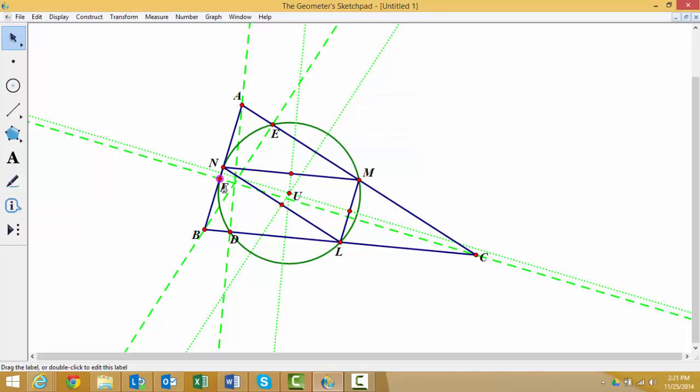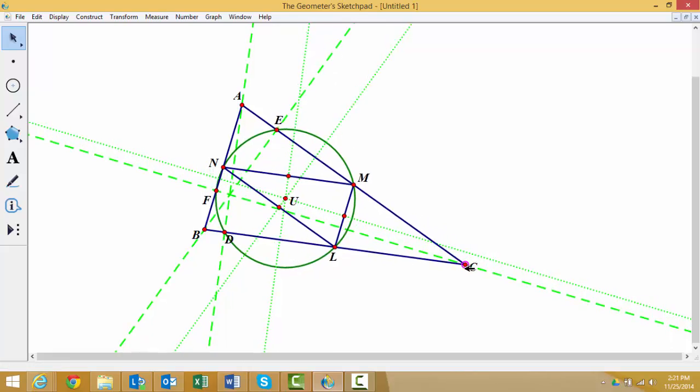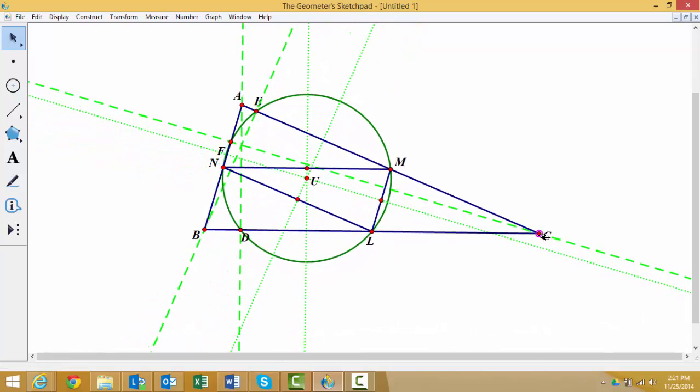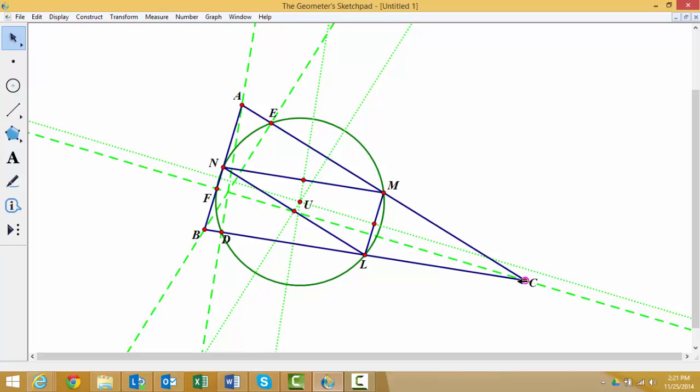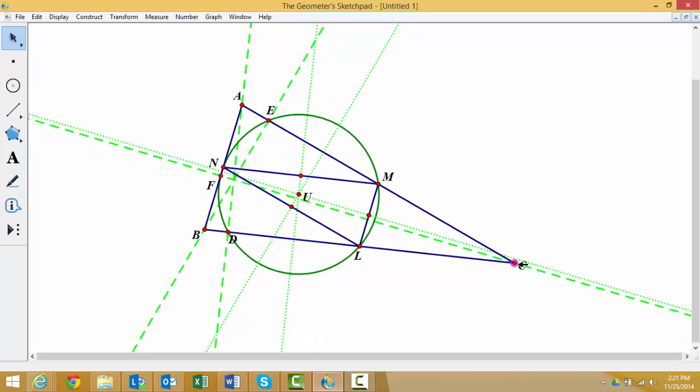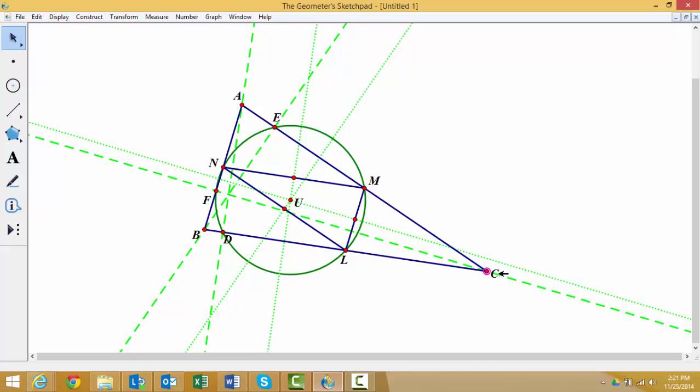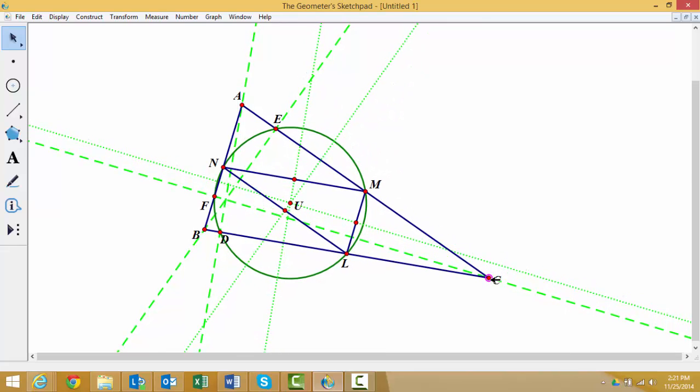Let me move that F outside like that, and then D outside like that. D is already outside. So now you can see that. Let me move the triangle. What you can see slowly when I'm moving it is that the circle passes through DEF. It also passes through LMN. So that means the circle is passing through the midpoints of triangle ABC. It's also passing through the bases of the three altitudes.